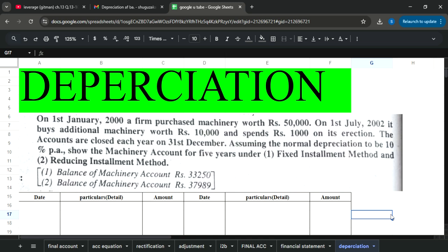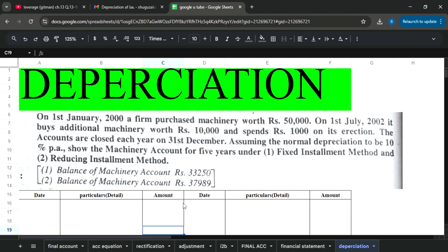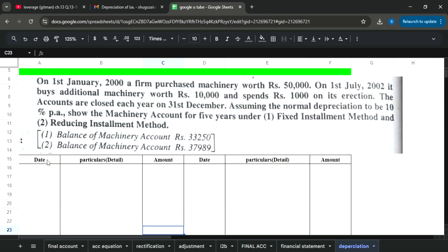Today's target is to solve question number 3. Although it has not been written over here, this is question number 3. The chapter we are dealing with is depreciation. You are well aware of the format and proforma.